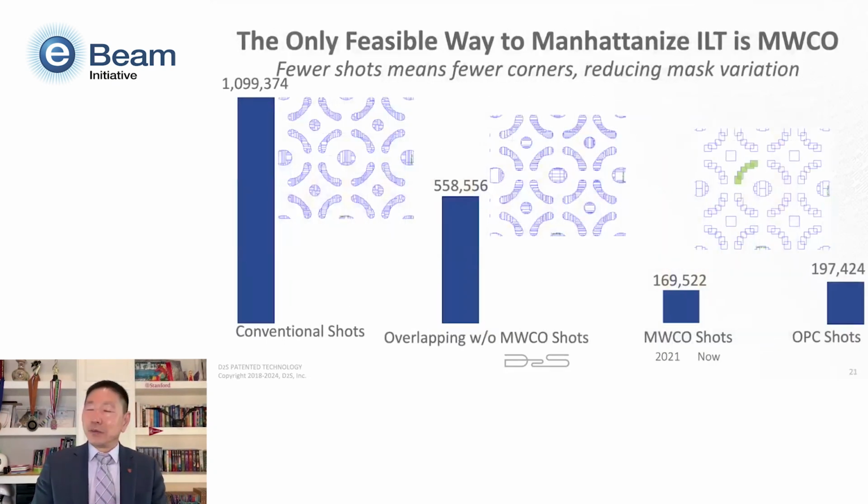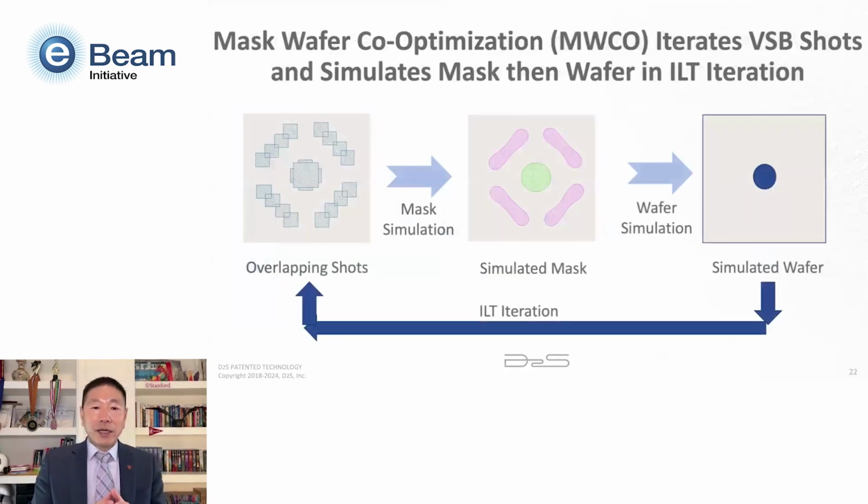All right, so now we know with a multi-beam mask writer, it definitely solved the problem of writing those curvilinear masks, and you also have smaller variations. But what about the VSB mask writer? Is there a hope we can still do curvilinear masks, but with reduced variation? The answer is yes. The trick is we have to reduce the number of corners, right? If we have a fewer number of shots, that means we have fewer corners, and that will reduce the mask variation. And we can use this new technology we call mask wafer co-optimization.